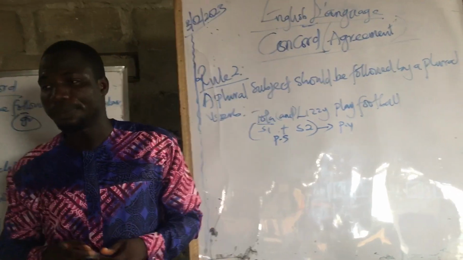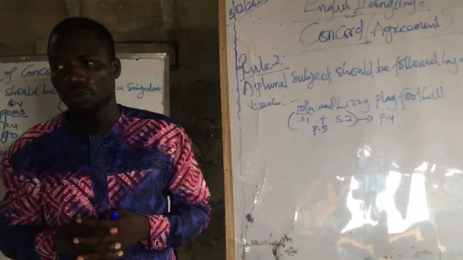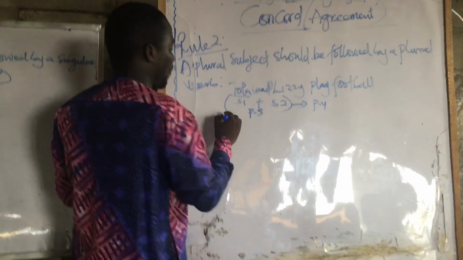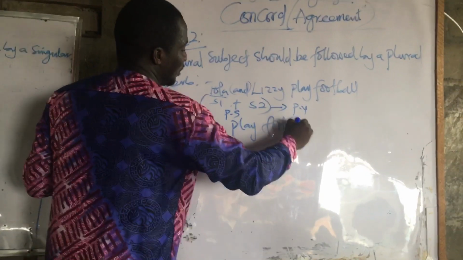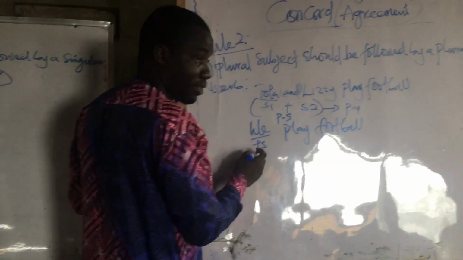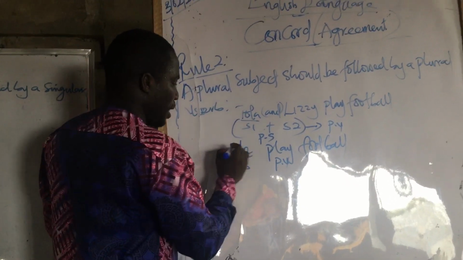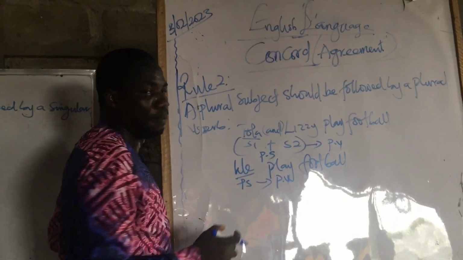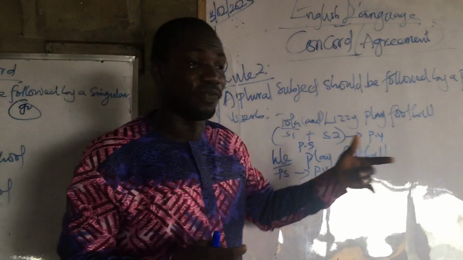Yusuf, give an example of a plural subject agreeing with a plural verb. We play football. We is a plural subject, and here we have a plural verb. Is that clear? So at the end of the day, you see that there is an agreement between we and play. It should be grammatically suicidal for you to say we plays football.